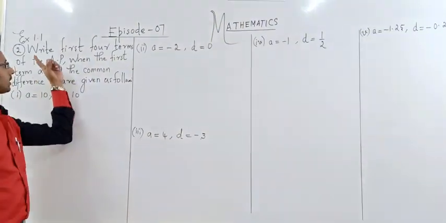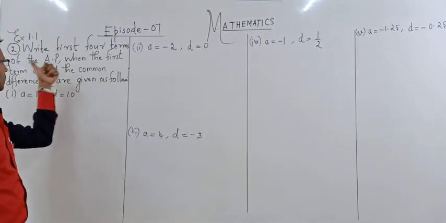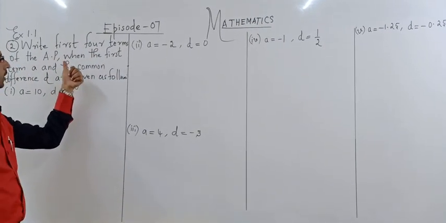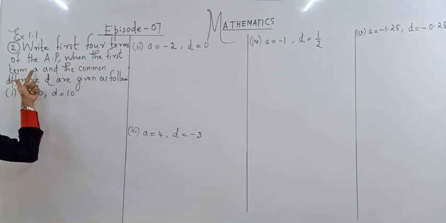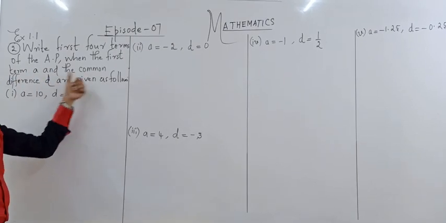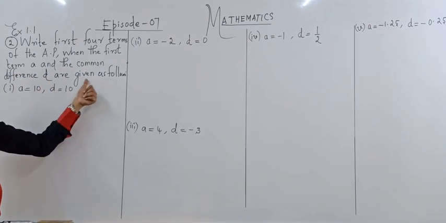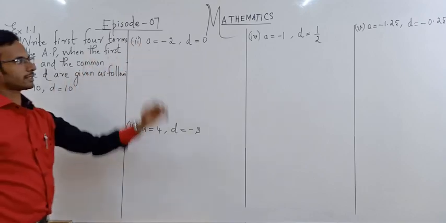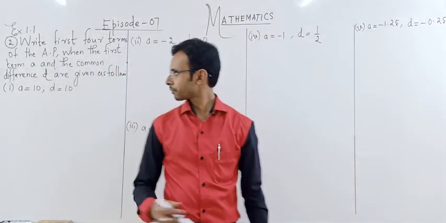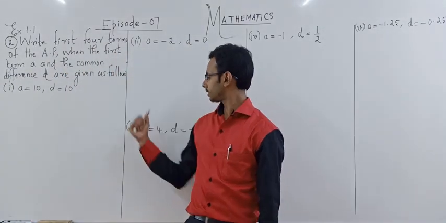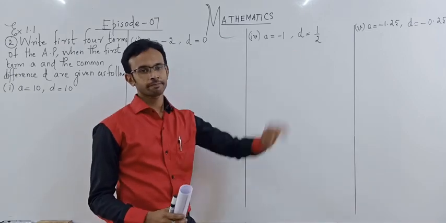The heading says write the first 4 terms of the arithmetic progression when the first term A and the common difference D are given as follows. So here a set of 5 questions are there on the board. So we'll start with 1, 2, then 3, going for the 4th and 5th.